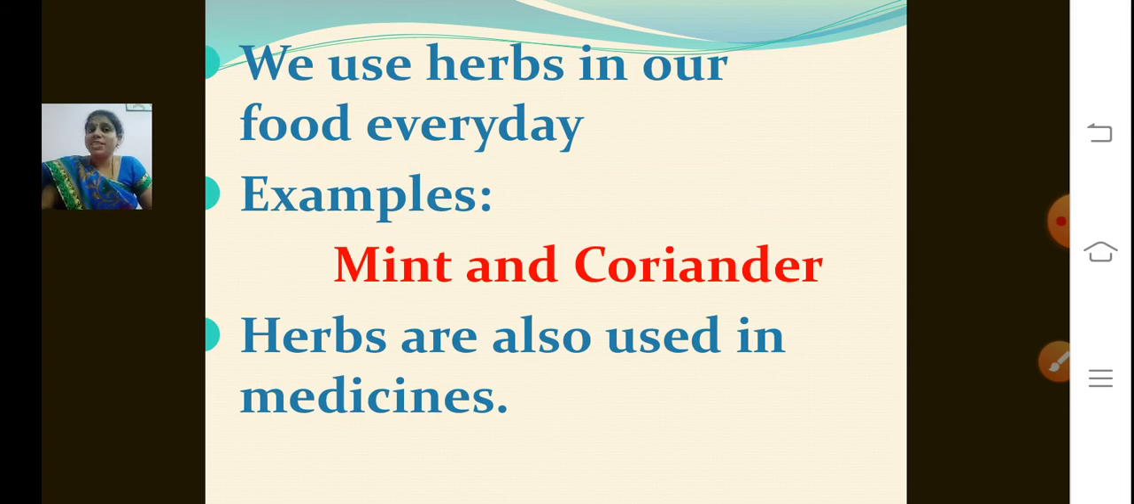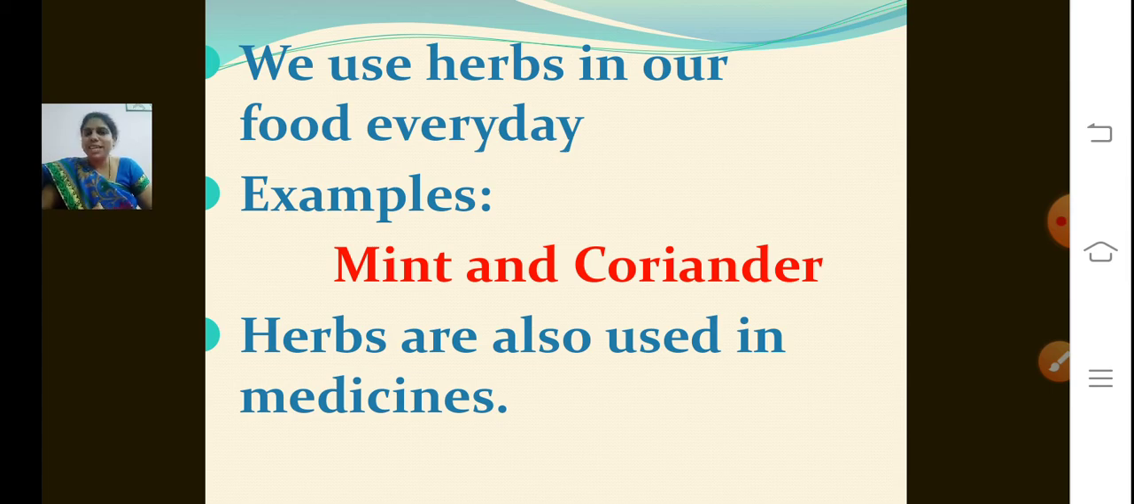And we use herbs in our food every day. Your mother cooks with herbs, right? Coriander, mint. Maybe mint they will not use daily, but coriander they will use daily, right? So we are using herbs in our food every day.